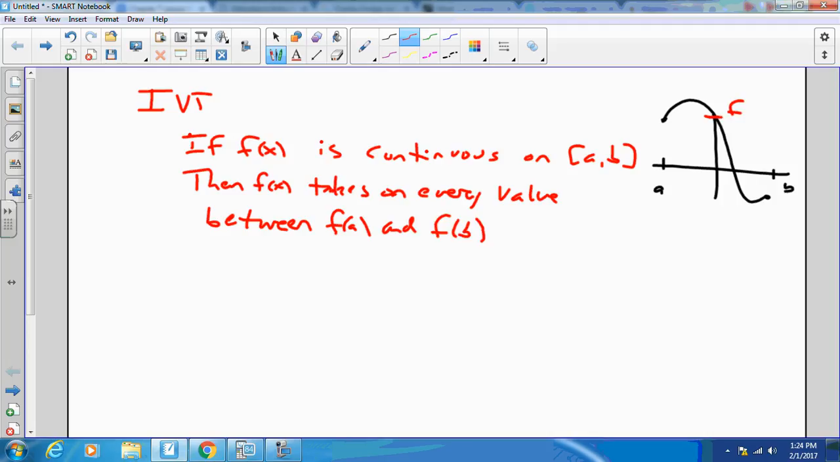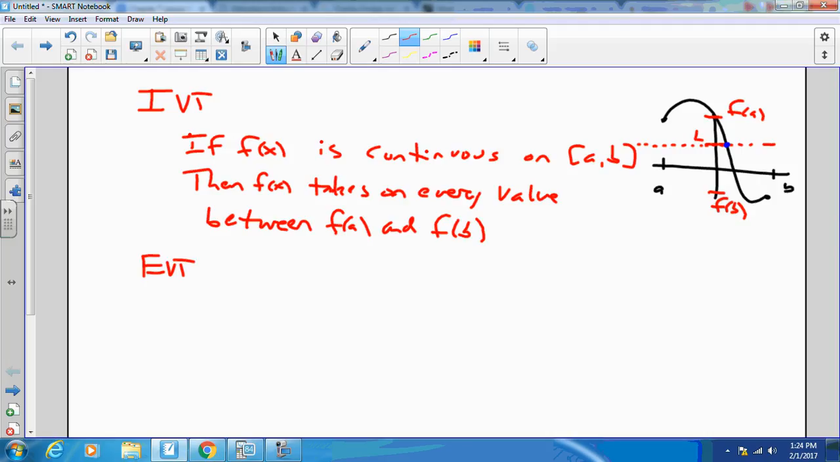So if I identify f of a right here on the y-axis and f of b right here, and I pick any value in between, call it L, then what the IVT guarantees is that my curve will intersect the line y equals L somewhere. Could be one, could be many. A sine function does it an infinite number of times, right? So that's the intermediate value theorem.